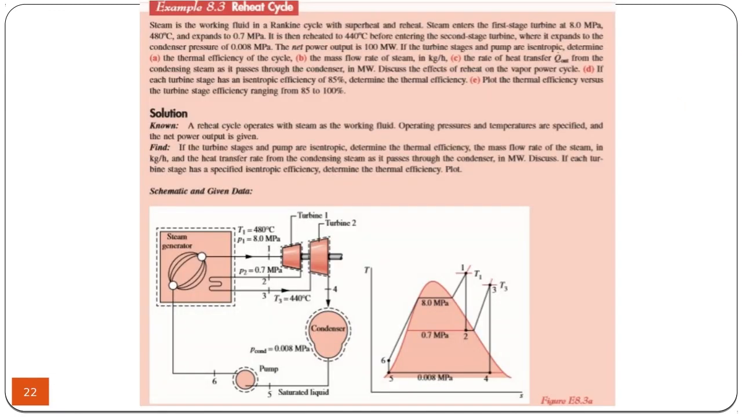An example is given here. According to the example, the boiler outlet pressure is the same as the previous problems, 8 megapascals. Temperature is given as 480. As you can see, because it's superheated vapor, we have to have two properties. In saturation, you need either pressure or temperature. But in superheat, you need two properties.